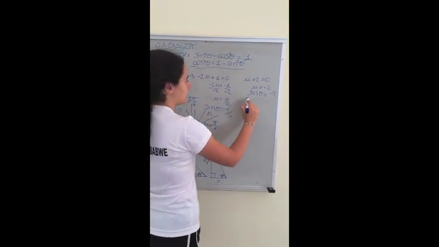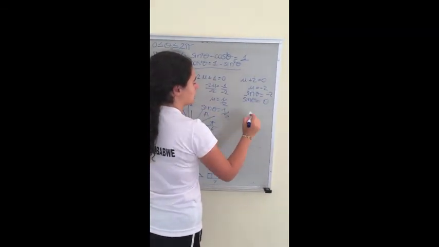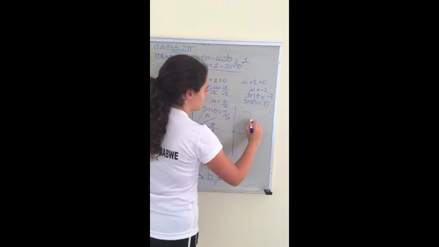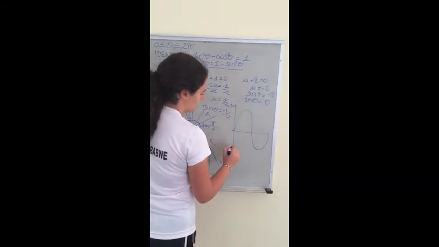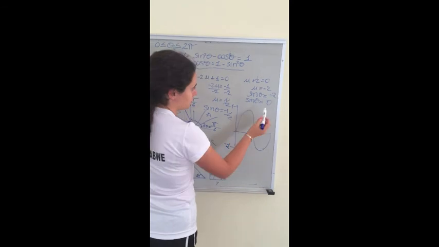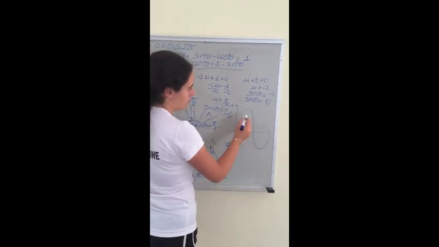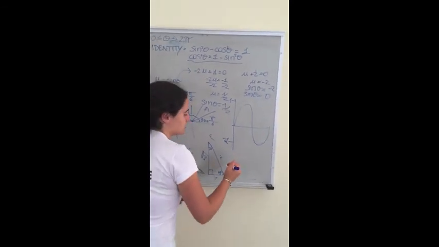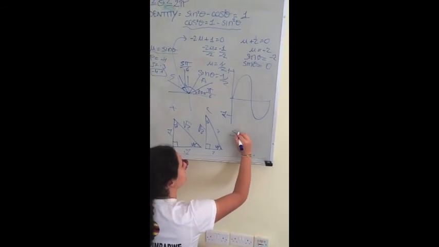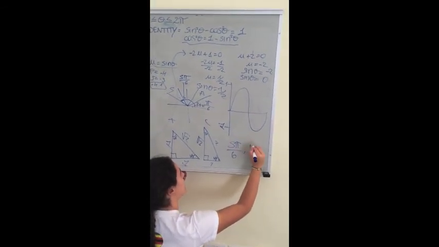For this one, we know that there is no solution. That's because when looking at the graph of sine, we know that the maximum value is 1 and the minimum value is negative 1. Therefore, negative 2 is not in the graph, so there is no solution. This leads us to the conclusion that the only two solutions that we can have are 5 pi over 6 and pi over 6.